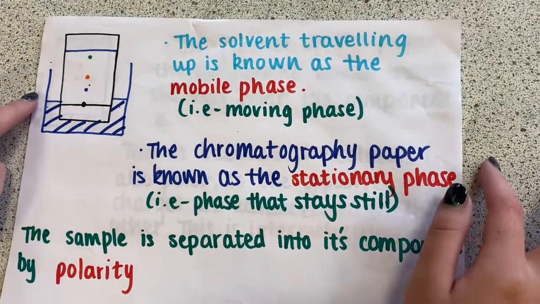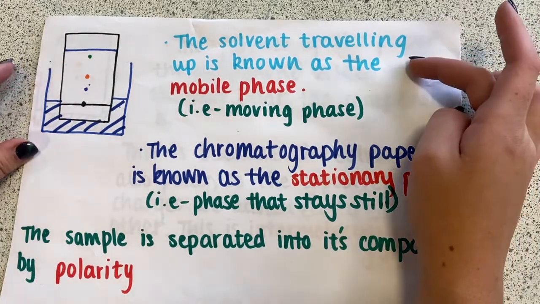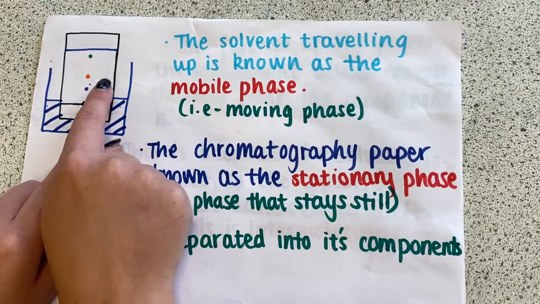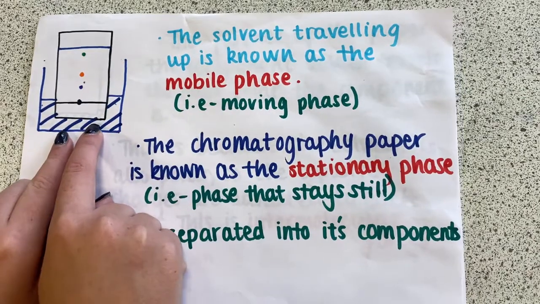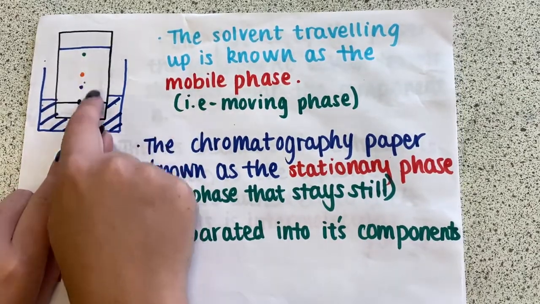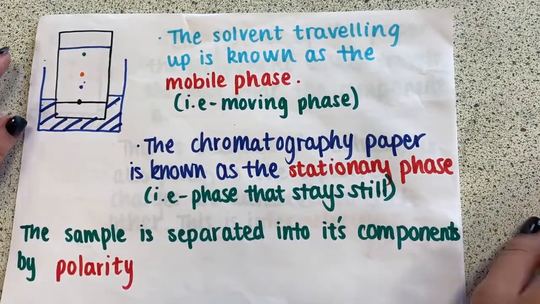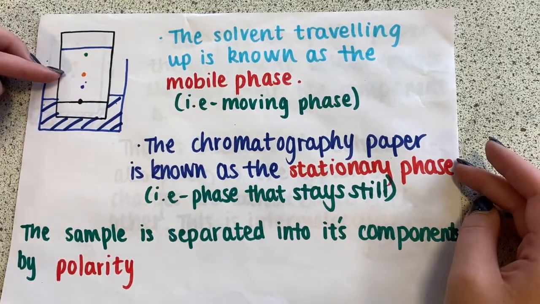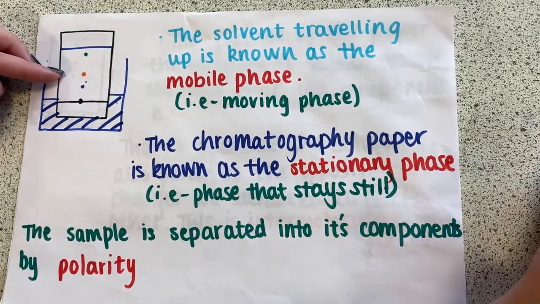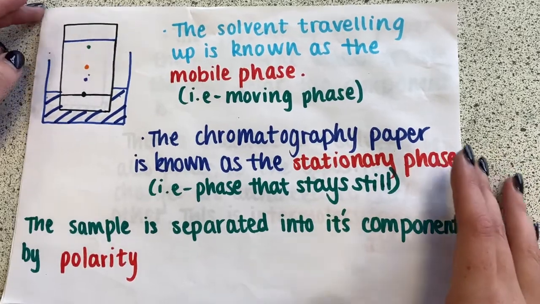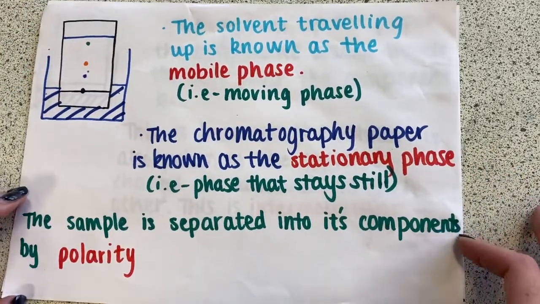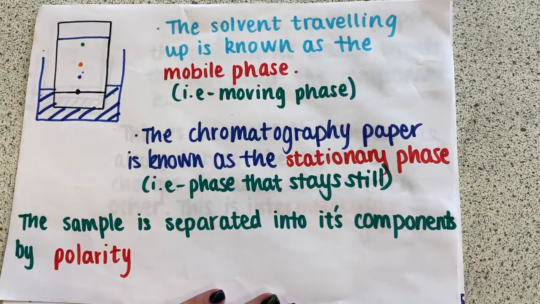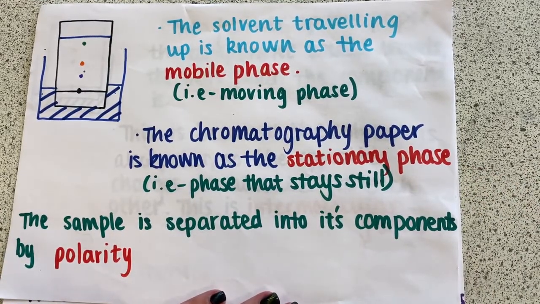As I've said, your solvent travelling up, here your blue liquid, is called your mobile phase. This is because it is the phase that is moving up your chromatography paper. And your chromatography paper is known as your stationary phase. It's not moving, it's staying still. Here, the sample is being separated into its components by its polarity.